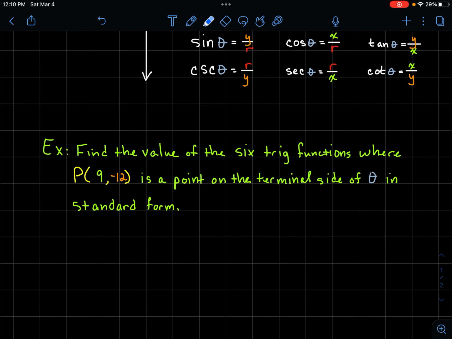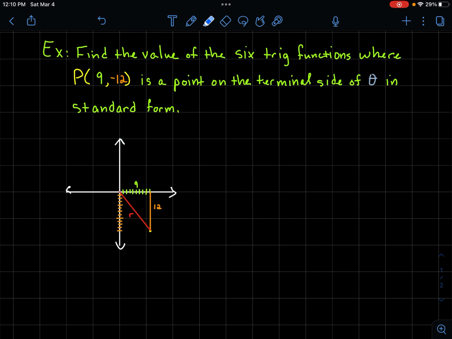Okay, let's try an example here. Can we find the value of the 6 trig functions if we're given the ordered pair 9, negative 12, on the terminal side of the angle in standard form? So let's look again at the visual. If I were to plot the point 9, negative 12, we're in the fourth quadrant, and I have the horizontal component of the triangle and the vertical component of the triangle. What I do not know is my variable r.